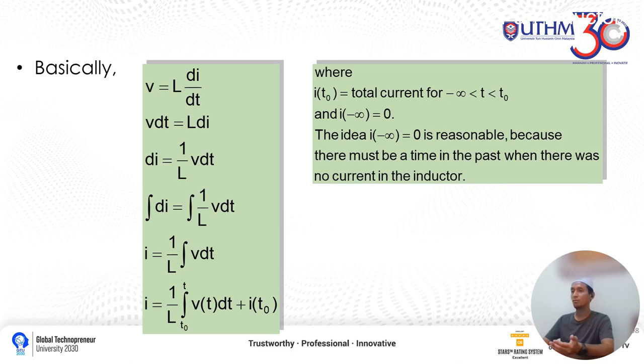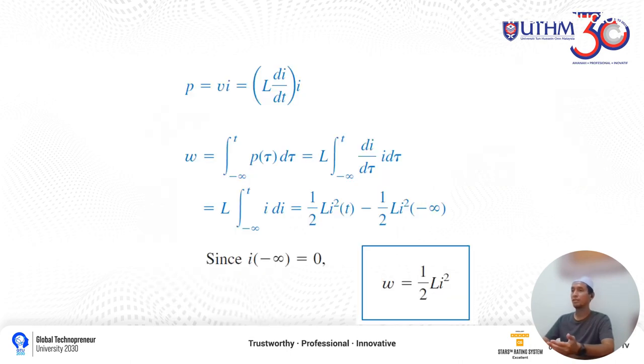Okay. Similar to the capacitor, to determine the energy stored in the inductor, we can use this equation, which is W equals half inductance times the current squared. So last time for the capacitor, W is equal to half capacitance times voltage squared, right? So the capacitance depends on the voltage, while the inductance depends on the current.